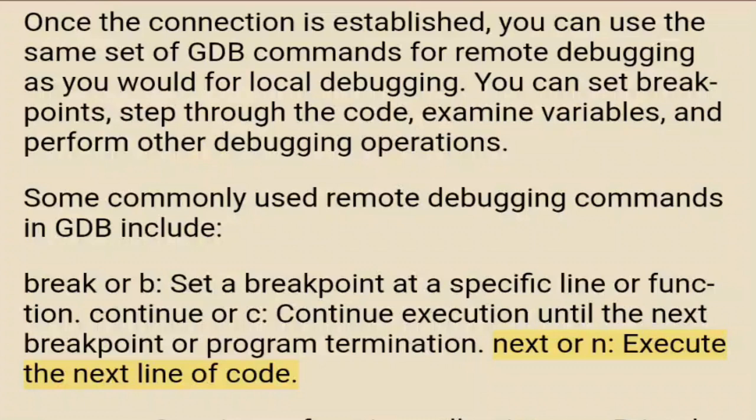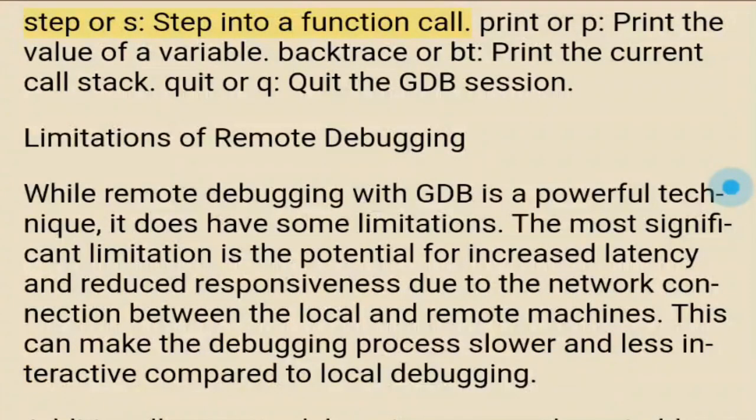Next or N, execute the next line of code. Step or S, step into a function call. Print or P, print the value of a variable. Backtrace or BT, print the current call stack. Quit or Q, quit the GDB session.